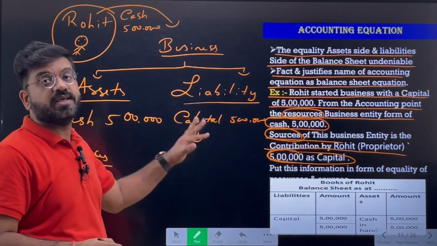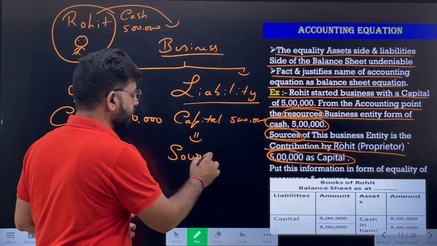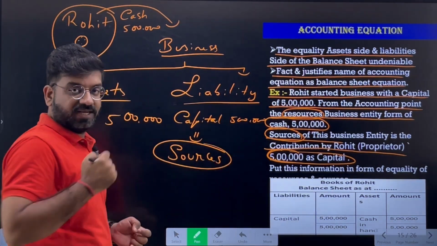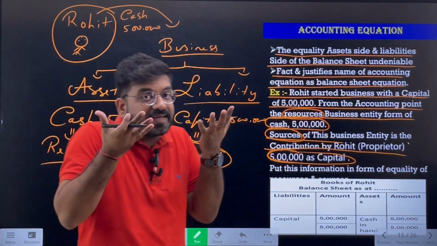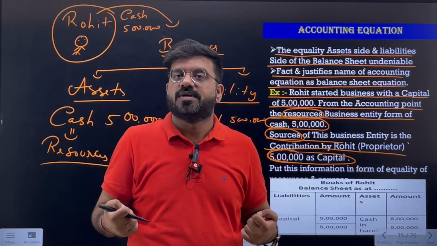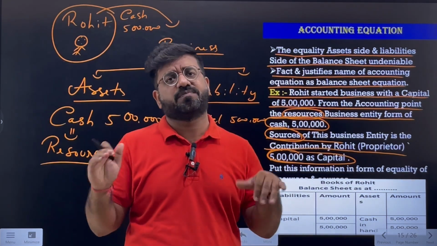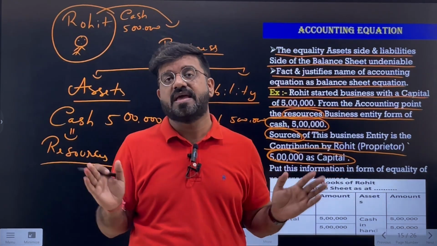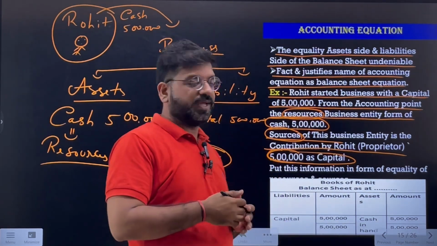So always it will be equal. So capital is basically the source of the cash, from where we got the cash, and cash as an item is a resource from which we can do each and everything. We can purchase assets, we can purchase goods, we can pay salaries, we can do each and everything in order to earn the profit, in order to run the business. Okay, next.